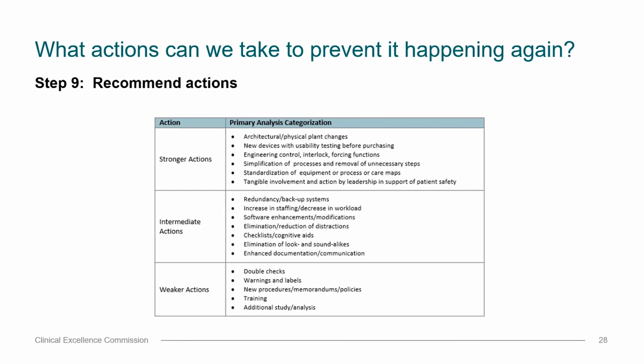So this is an example of an action hierarchy. This states that stronger actions are ones that are the best at removing the dependence on a human to get things right, while weaker actions are ones that support or clarify the process but rely solely on the person to get it right. In other words, stronger actions look at review or redesign of processes to ensure all staff take the right action, whilst weaker ones remind staff of what the right action is.